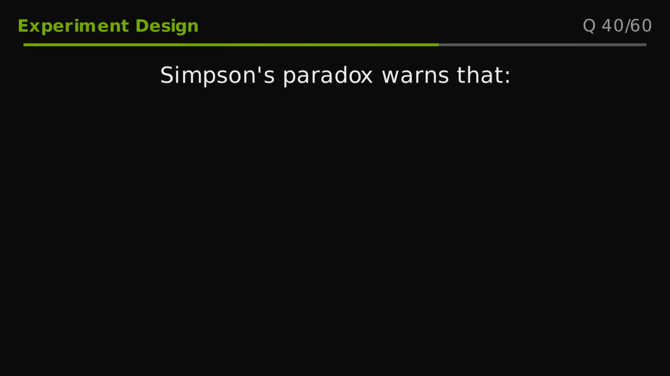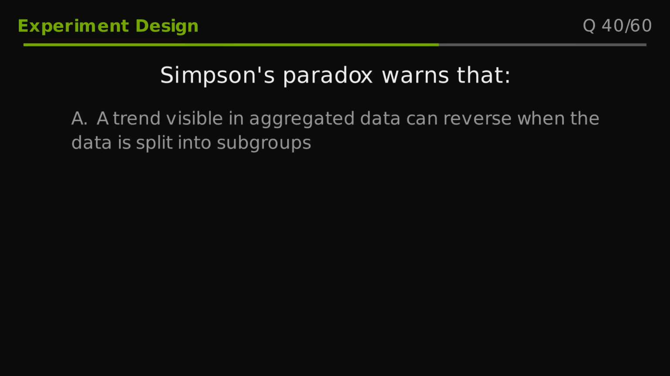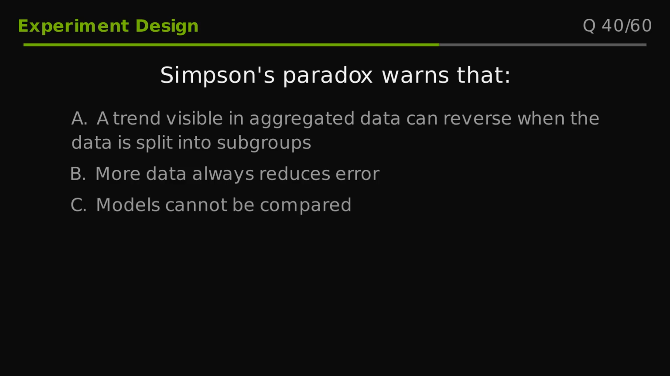Question 40. Simpson's paradox warns that: Option A. A trend visible in aggregated data can reverse when the data is split into subgroups. Option B. More data always reduces error. Option C. Models cannot be compared. Option D. GPUs slow down with more cores.